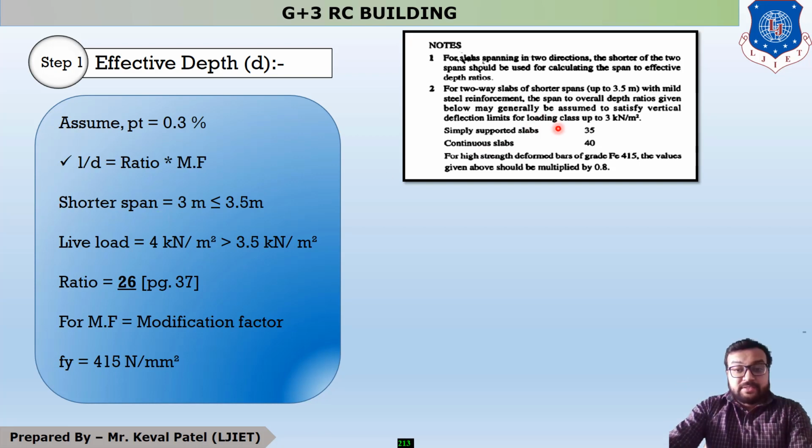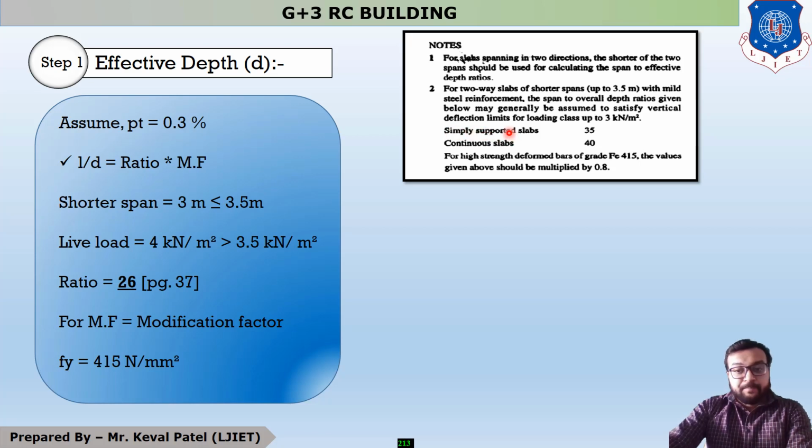But your second condition is loading class up to 3 kilonewton per meter square. It means your live load is up to 3 kilonewton per meter square, but in this example your live load is equal to 5 kilonewton per meter square. Okay, so in this example this condition is not satisfied. Whenever in the question there is no clarification, then you have to assume 4 kilonewton per meter square, but in this example it is 5 kilonewton per meter square. Okay, so this condition is not satisfied, but whenever both the conditions have to be satisfied, then you have to take it as for a simply supported slab.